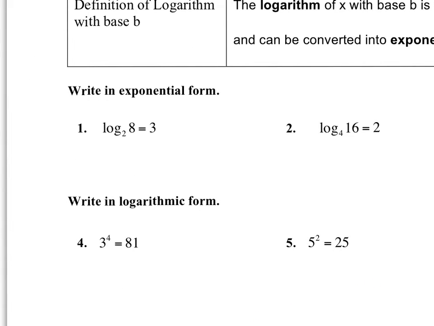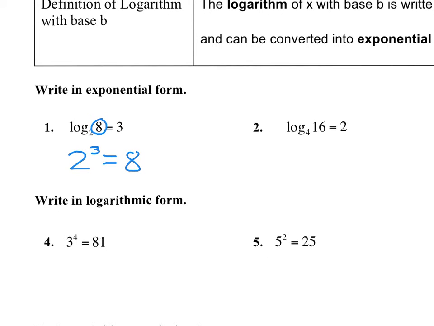Okay, so for number 1, that is in logarithm form, and they want us to write it in exponential form. Remember, logarithms are just asking what exponent turns the base into the bigger number. So log base 2 of 8 equals 3 because 2 to the third equals 8. On number 2, log base 4 of 16 equals 2 because 4 squared equals 16.